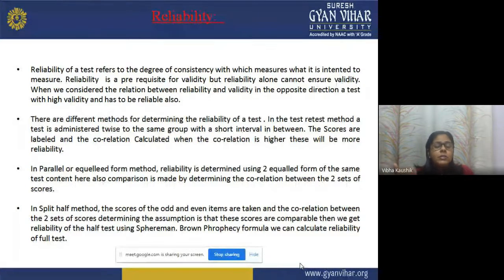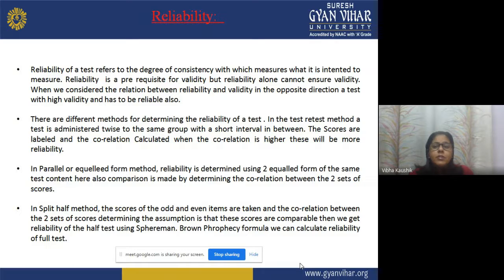If I measure the validity of a test, can I say that this is a reliable test also? In the opposite direction, a test with high validity has to be reliable also. There are different methods for determining the reliability of a test, which means we can use different methods to determine the reliability of a particular test.